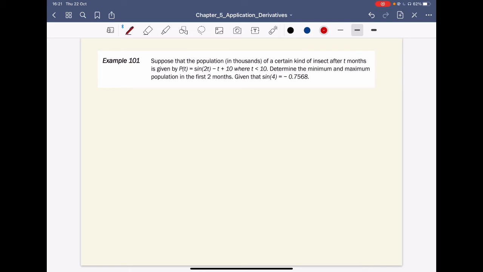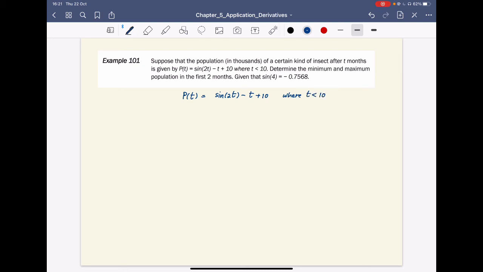Example 101. So let's look at the word problems. So this could be a good modeling in biology. So suppose that the population in thousands of a certain kind of insects after t months is given by the function p(t) equal to sine 2t minus t plus 10, where t less than 10.